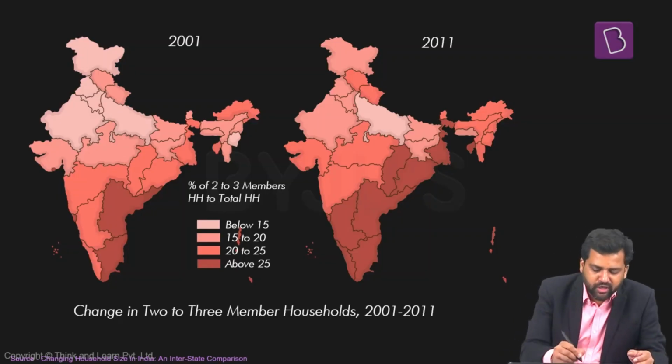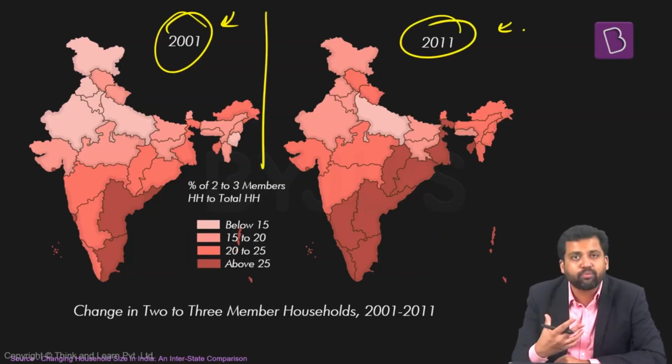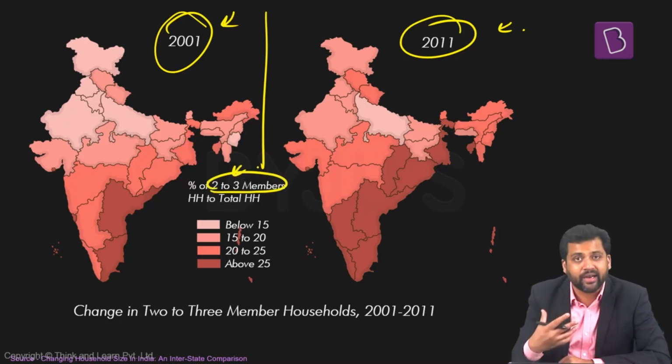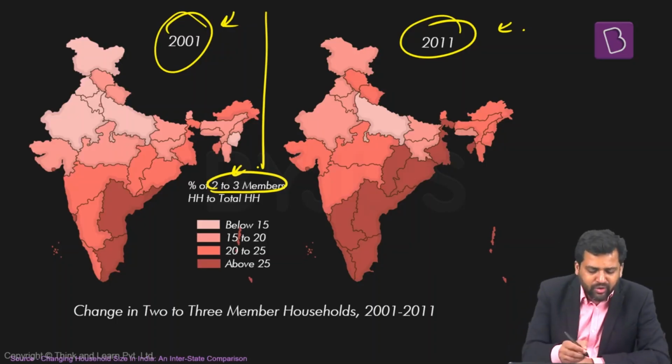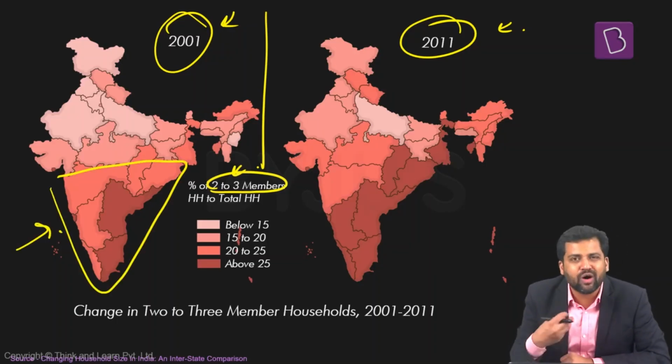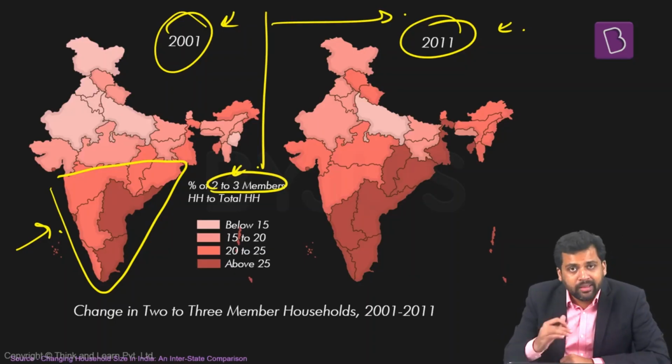This particular image shows India in different states at different points of time, 2001 and 2011. If a state has a higher proportion of 2 to 3 member households, it is darker in color. So if one state has a huge proportion of households having at the max 3 members, it is darker in color. In 2001, you can see that some of the southern states have a large proportion of households which have just 2 to 3 members. By 2011, you can observe that many other parts of the country now have slightly darker colors.